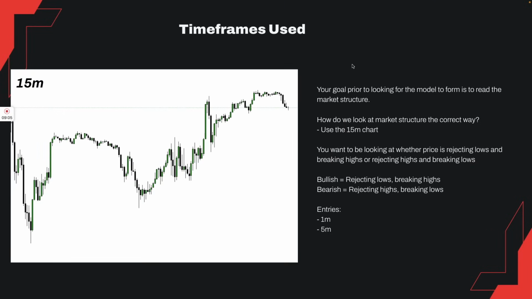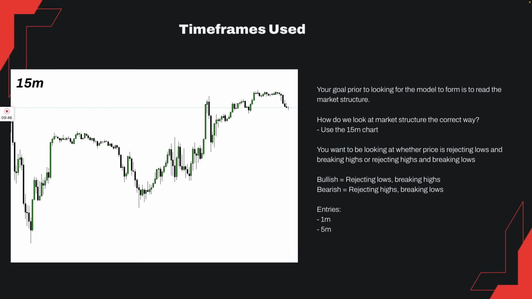So what time frames do we use? Your goal prior to looking for the model to form is to read market structure. Before you even try looking for your model, before you try seeing the London twilight model, you must understand market structure. Now, how do we actually find market structure? The correct way.